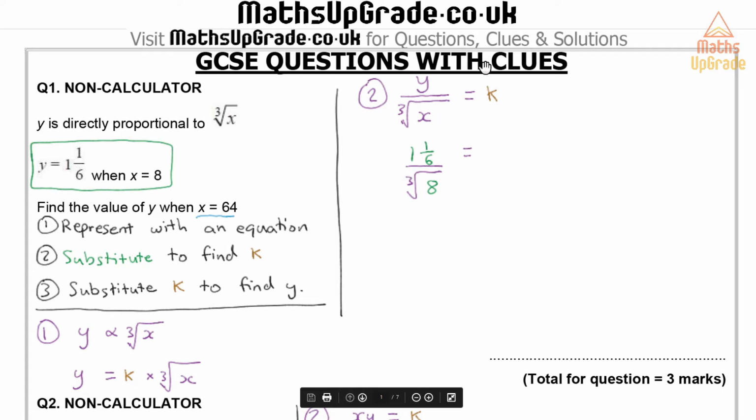So first of all, let's rearrange this equation to make k the subject. So let's divide by the cube root of x on both sides, since that's the inverse of multiplying by the cube root of x. So that gives us y over the cube root of x equals k. If I substitute in y equals 1 1/6 and x equals 8, I'll get this here.